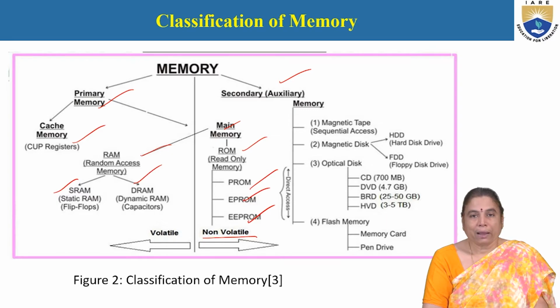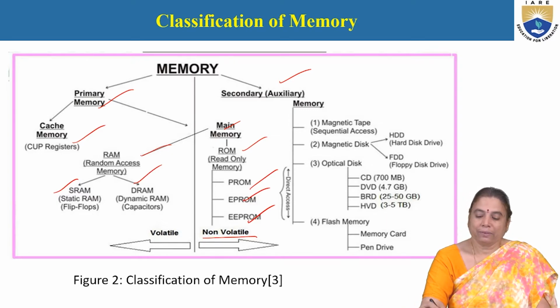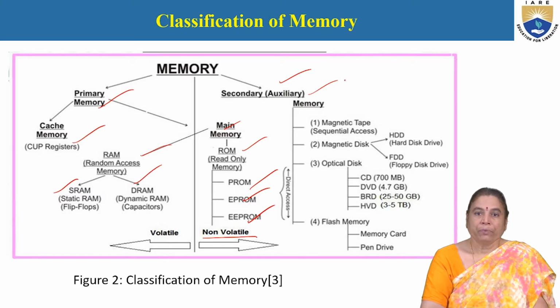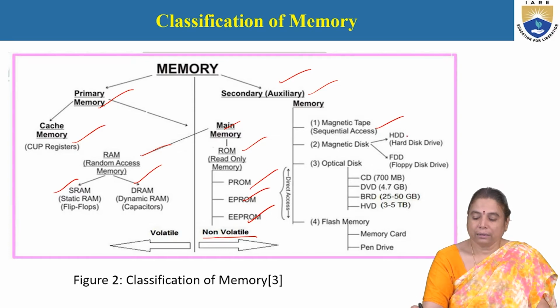And apart from the primary memory, the other classification is secondary memory or auxiliary memory. Various secondary storage devices can be attached to the computer to enhance its storage capacity. Generally the auxiliary storage devices are magnetic tape, which permits sequential access. Second one is magnetic disk, which can be either the hard disk or the floppy disk. Third one is optical disk. It is again classified into CD, DVD, BRD, HVD. Next, flash memories, memory card and pen drive.